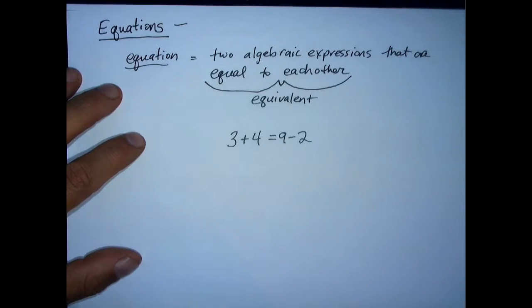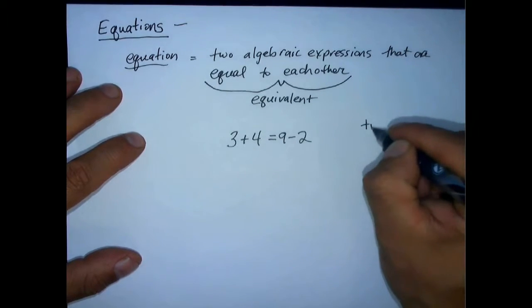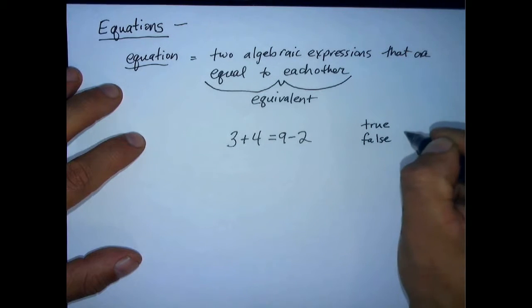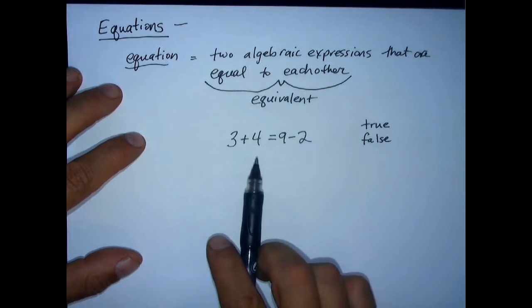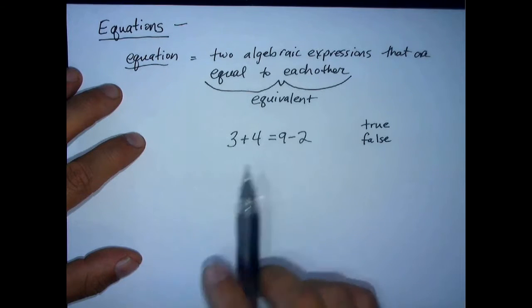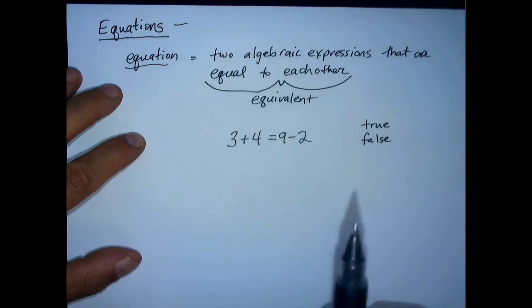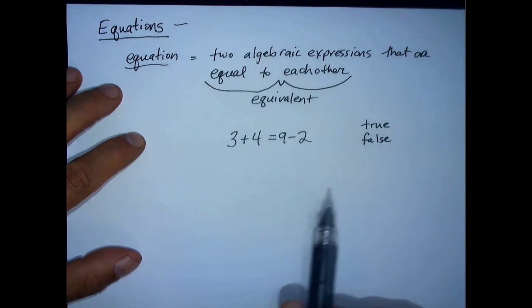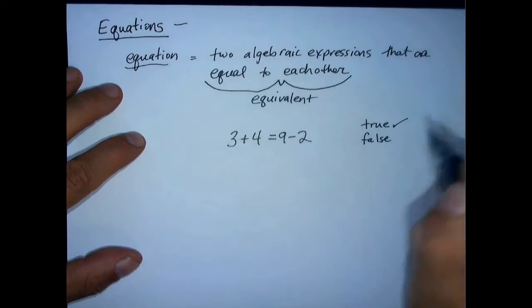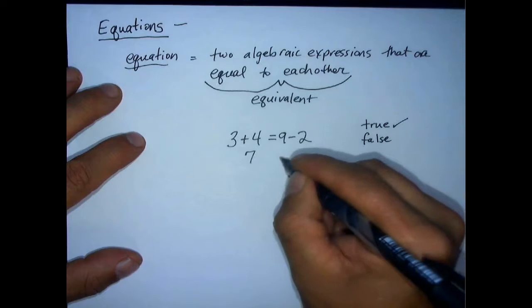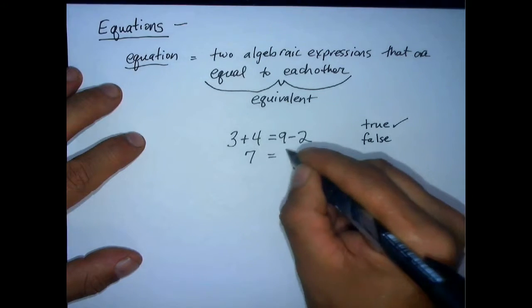Now, there are true equations, and there are false equations. Is this true or false? If I simplify everything on both sides, and I get the same number on both sides when I'm done, then it's a true statement, a true equation. In this case, I think I have a true equation. Yes, because 3 plus 4 is 7, and 9 minus 2 is 7. So that is a true equation.